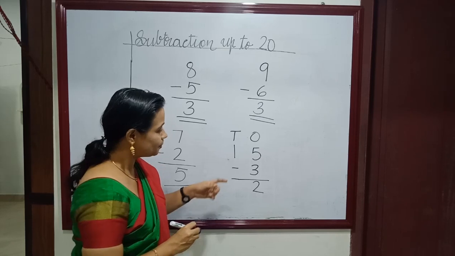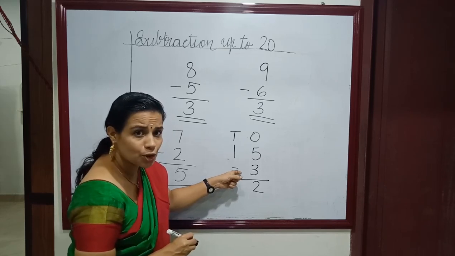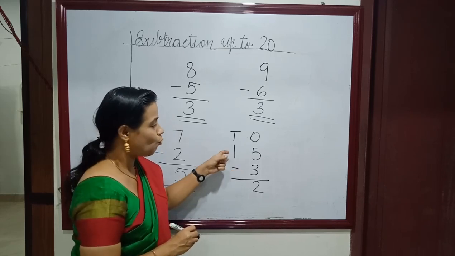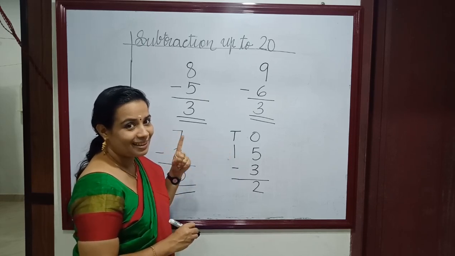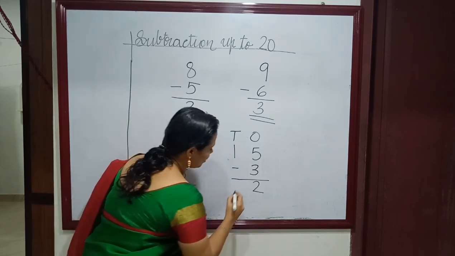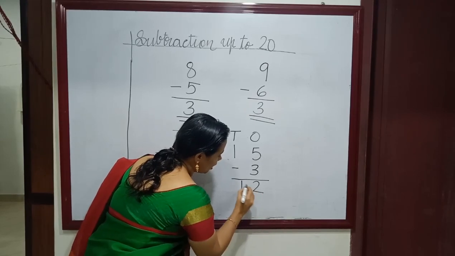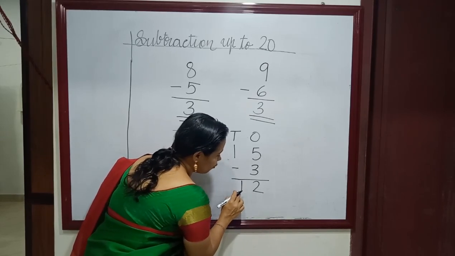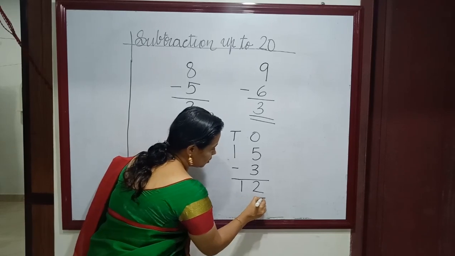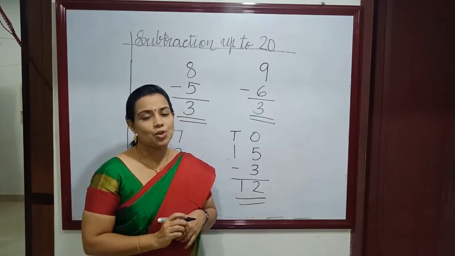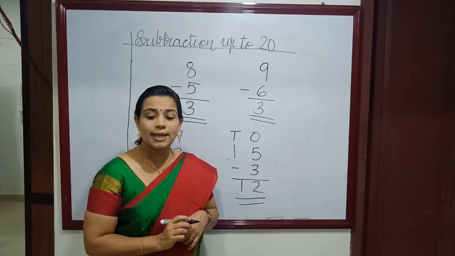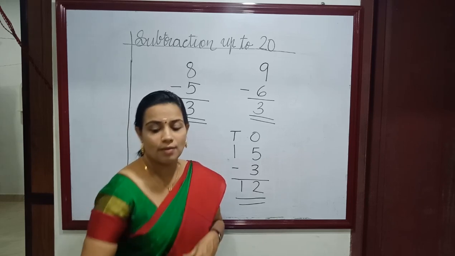Then what do we do? Is there any number to subtract? No. Only 1 ten. So what do we do? Yes. Bring down 1. We have to write 1 in the tens place. So 15 minus 3 is equal to 12.